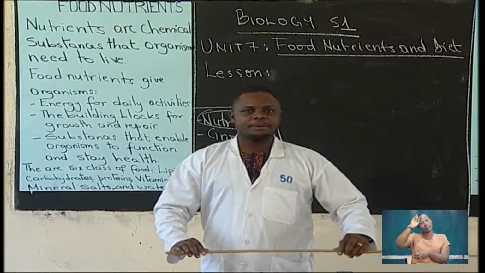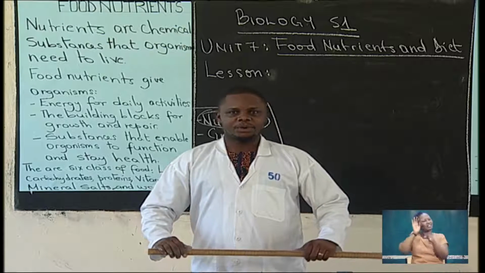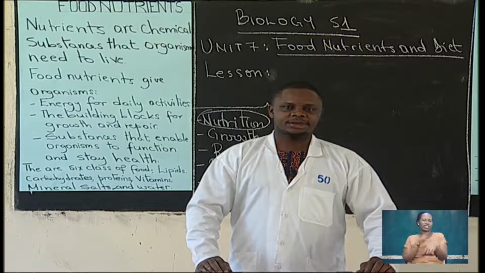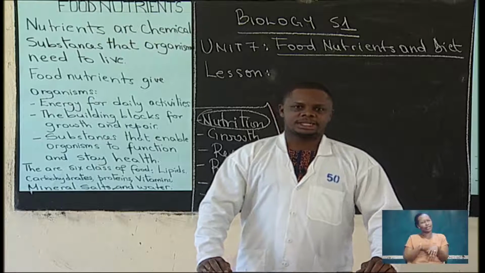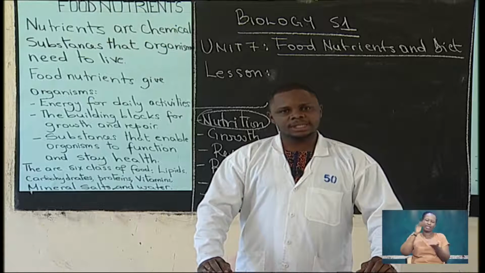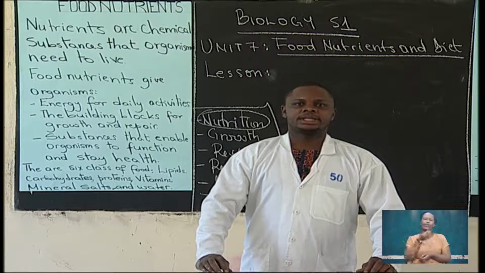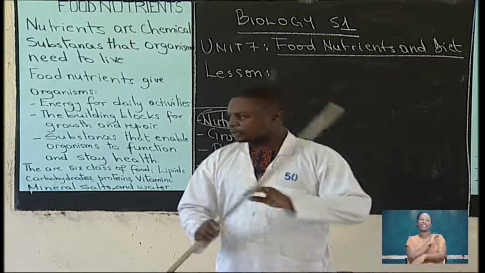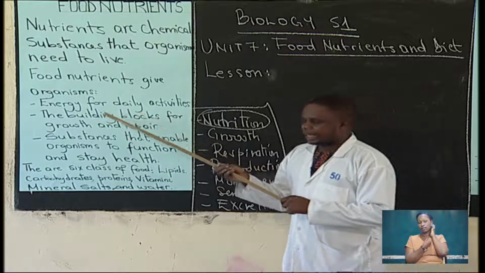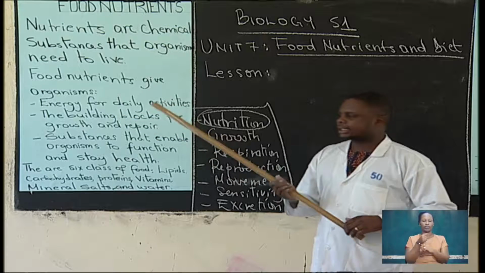Remember, we have the brain, which is a very important organ of the body because we use it when we are thinking, when we are reasoning. And it is made up of very many cells. Those cells need food nutrients to get energy. So, organisms get food nutrients in order to get energy.